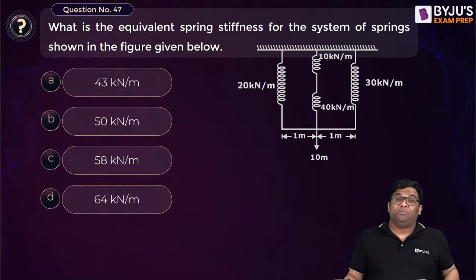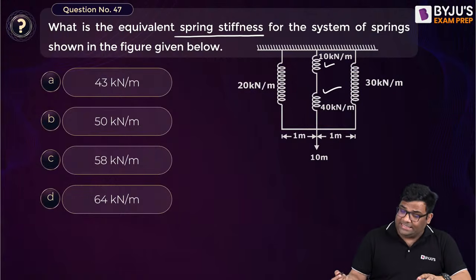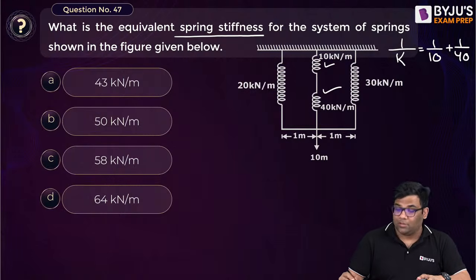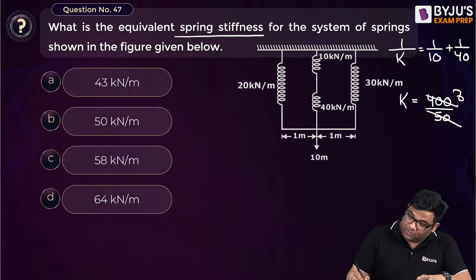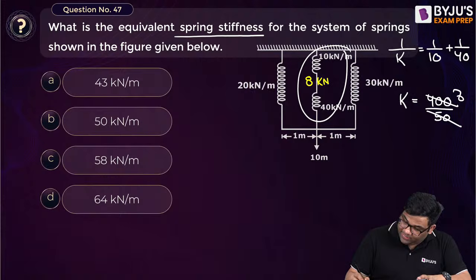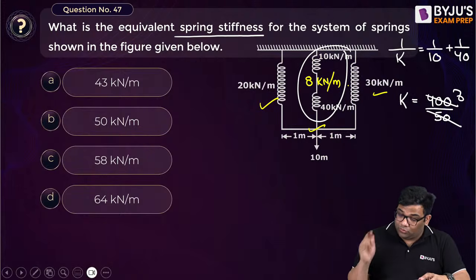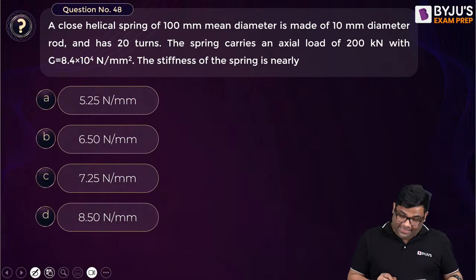47th question, from springs. The equivalent spring stiffness. Very straightforward. You see these two are in series. When in series, how do we find the equivalent K? K equivalent will be 1 by 10 plus 1 by 40, so K is equal to 400 by 50, that is 8. So these two form an equivalent of 8 kilonewton per meter. Now these three are in parallel, so we'll add them up. 20 plus 30 plus 8 is 58. Straightforward questions.